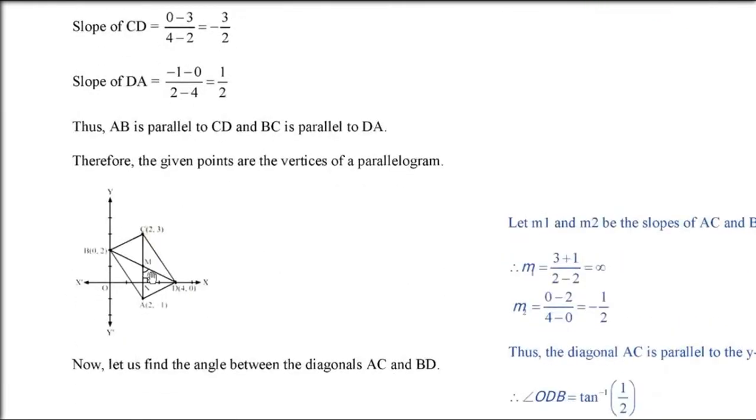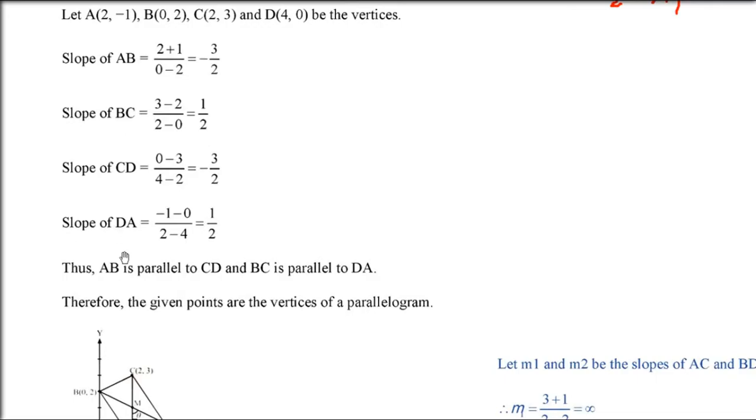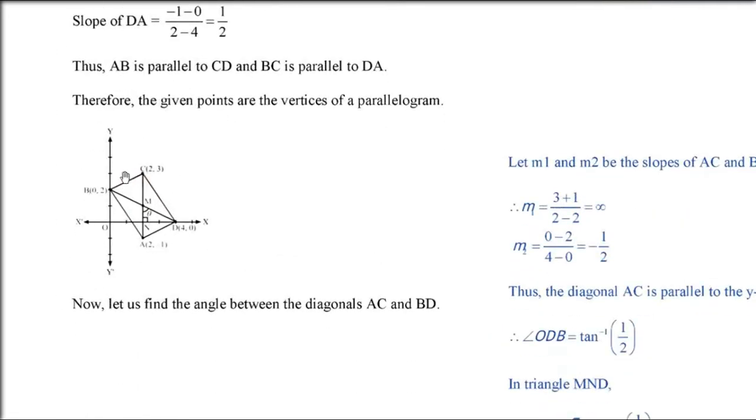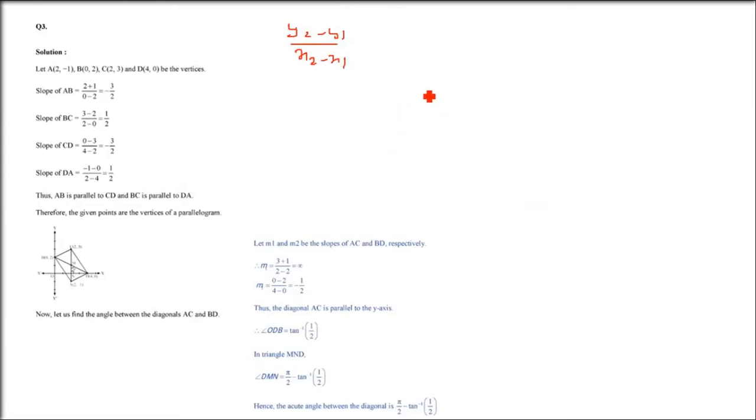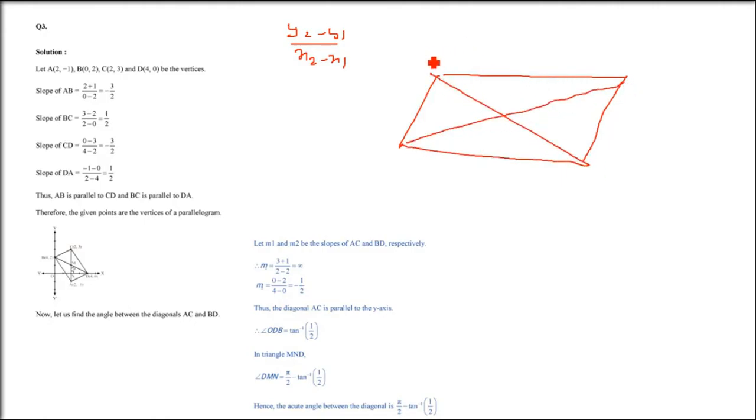So you have 4 lines and 4 slopes. If you see, slopes of pairs which are opposite to each other are equal. BC and DA, and AB and CD, they are having equal slopes. So this is a parallelogram, hence proved. Now coming to the angle. We have to find the slopes of these 2 diagonals, and then this angle. We have a parallelogram, and now we have the endpoints of these 2 diagonals also.